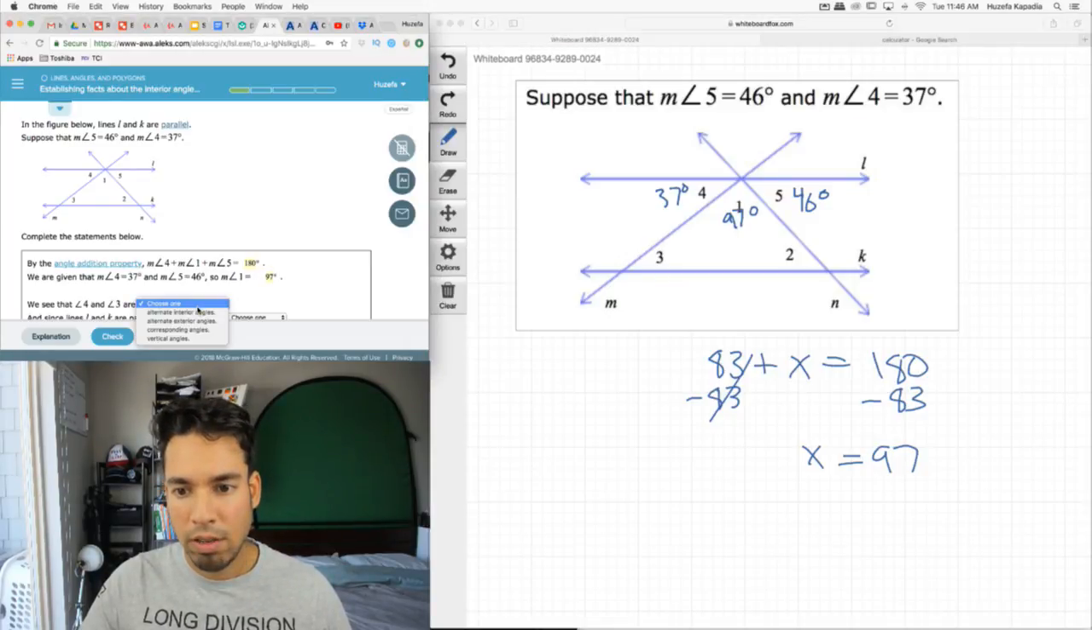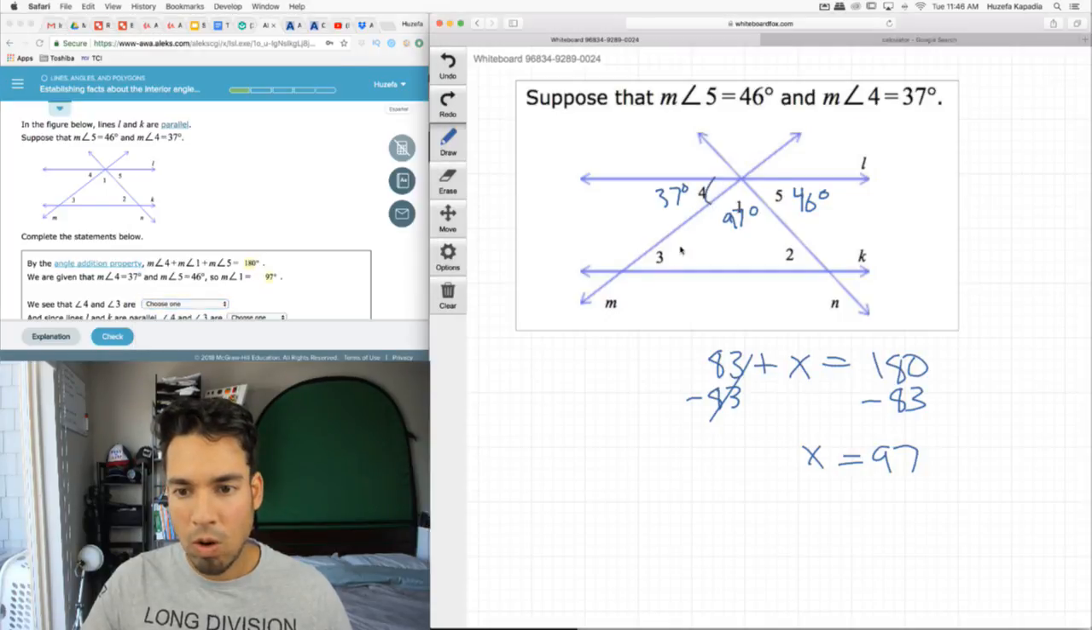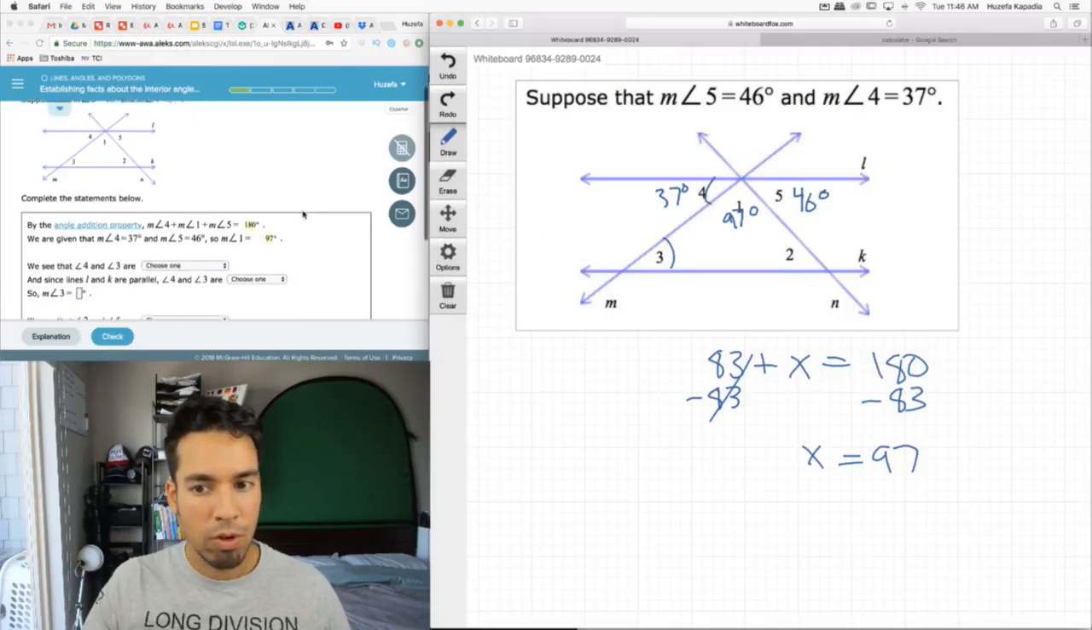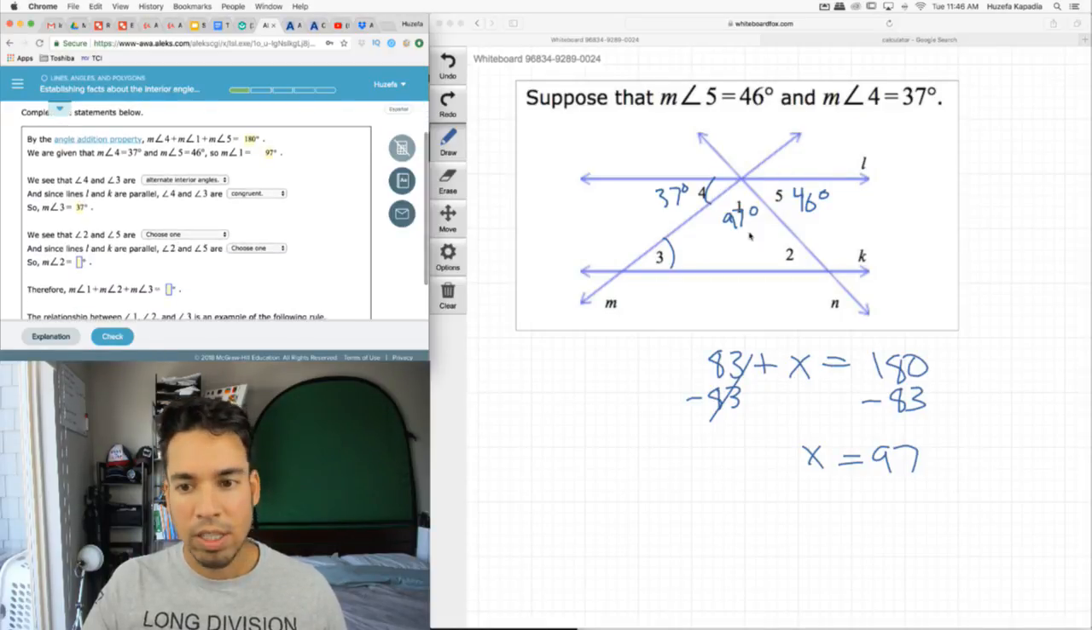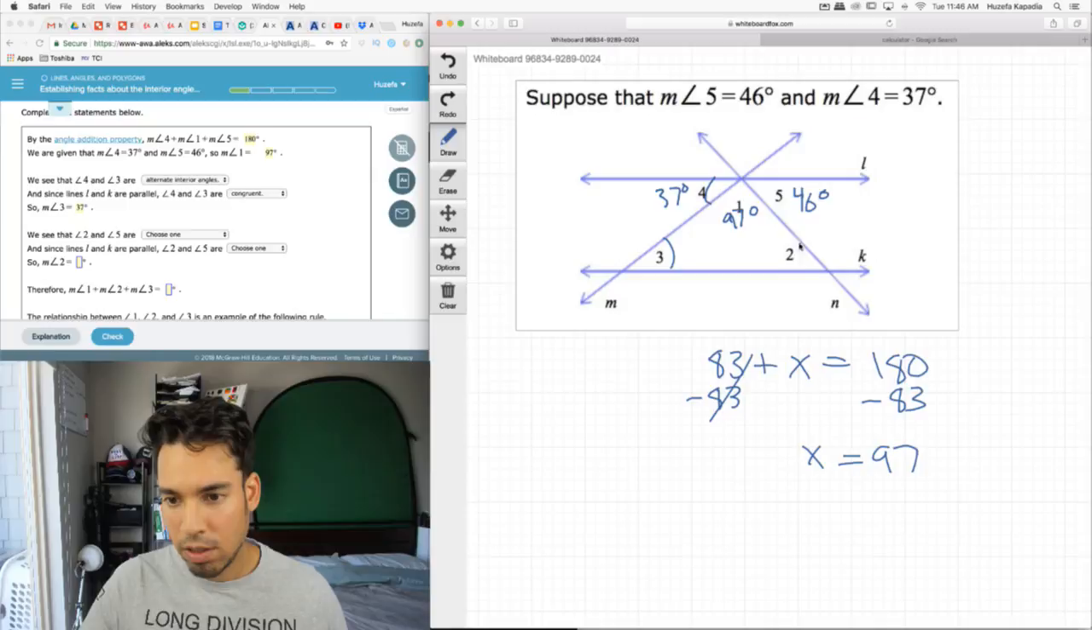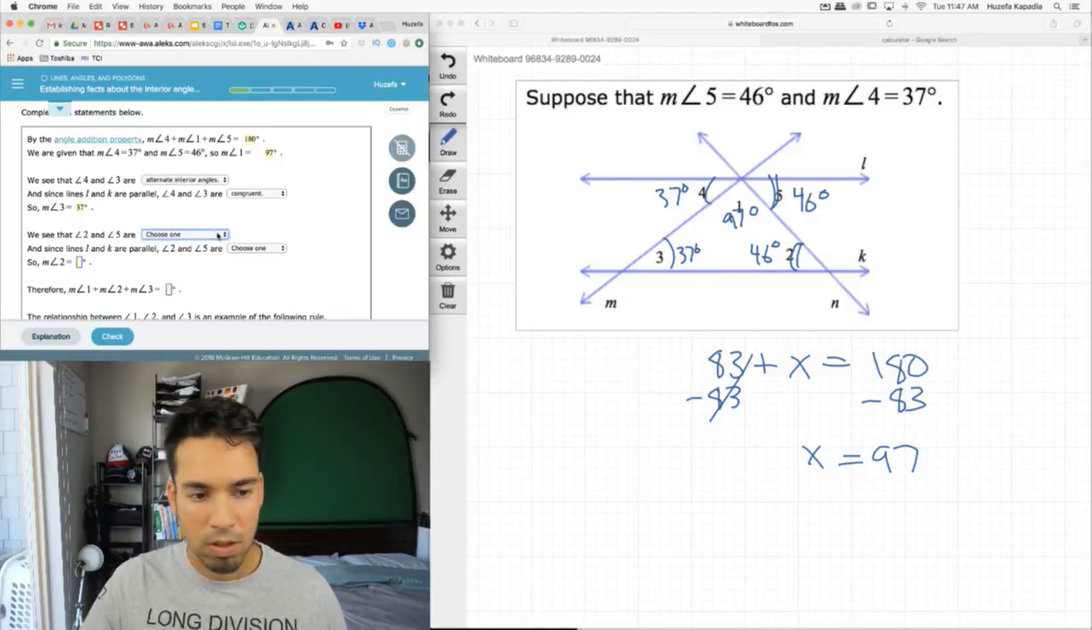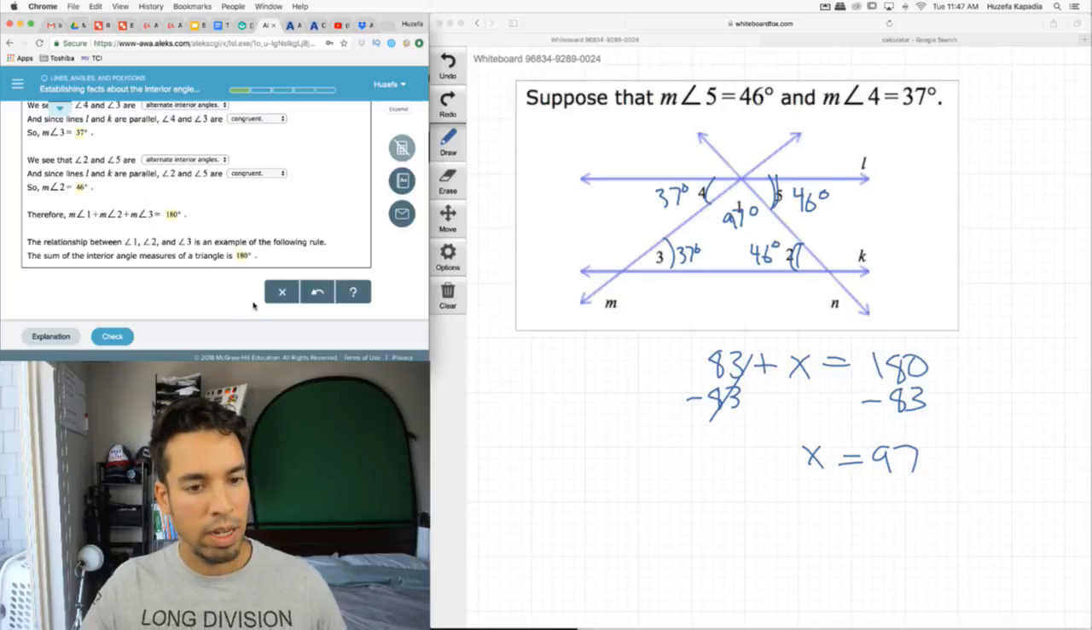We see that 4 and 3 are alternate interior, so they're congruent, and 3 must be 37. And we see that 2 and 5 are also alternate interior, so this is 46 and this is 37. Therefore, 1 plus 2 plus 3 of course equals 180.